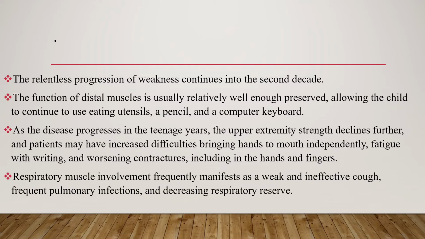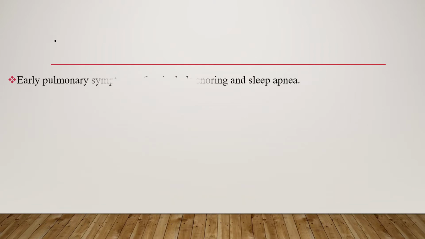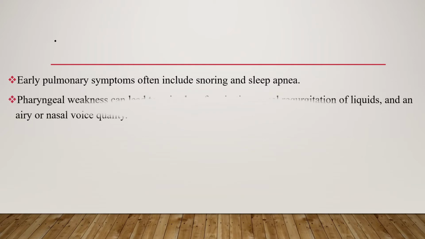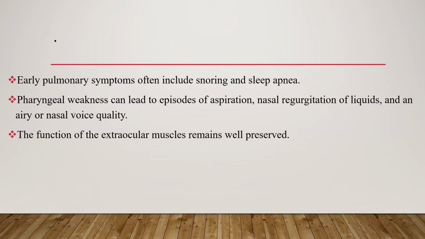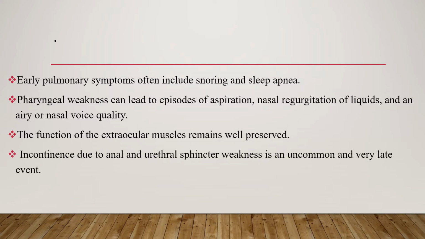Respiratory muscle involvement frequently manifests as a weak and ineffective cough, frequent pulmonary infection, and decreasing respiratory reserve. Early pulmonary symptoms often include snoring and sleep apnea, and pharyngeal weakness can lead to episodes of aspiration, nasal regurgitation of liquids, and an airy or nasal voice quality. The function of the extraocular muscles remains well preserved, and incontinence due to anal and urethral sphincter weakness is uncommon and a very late event.